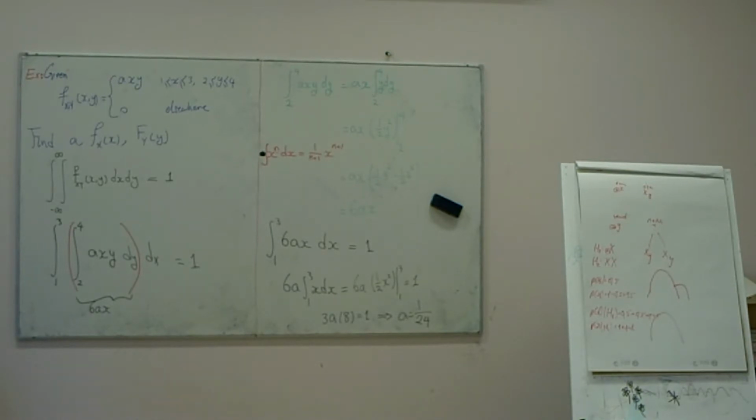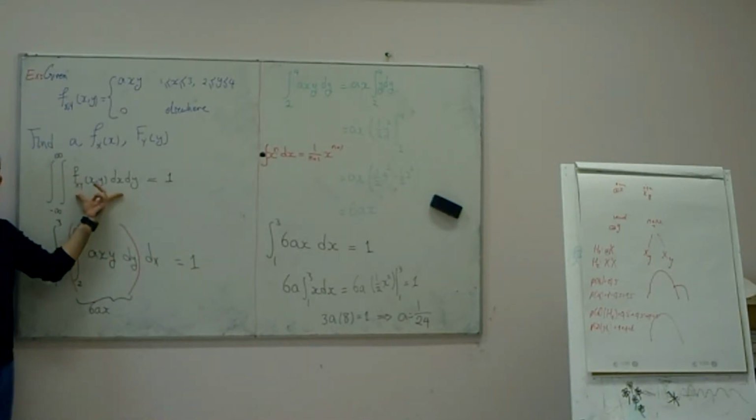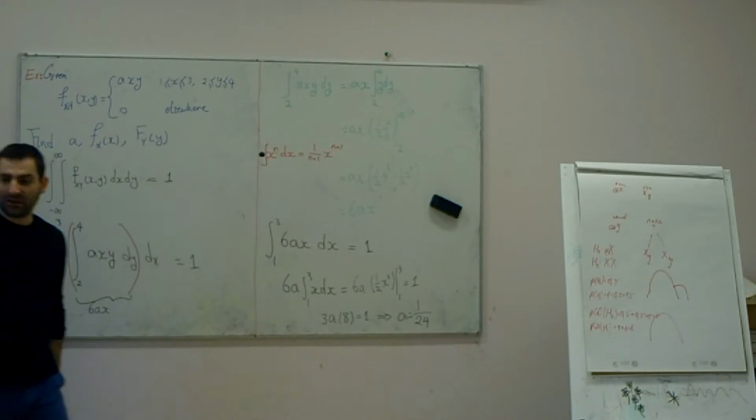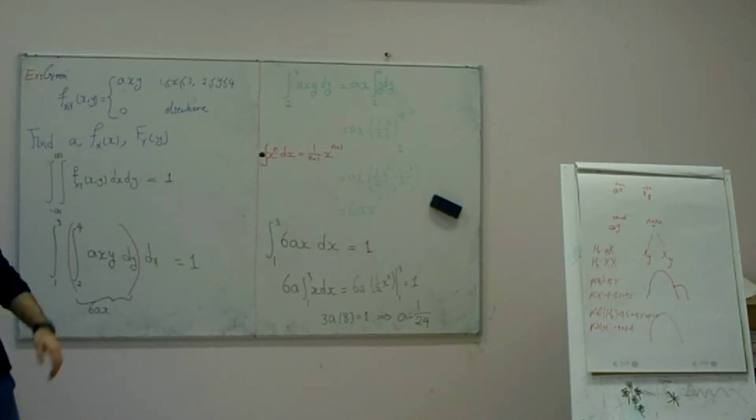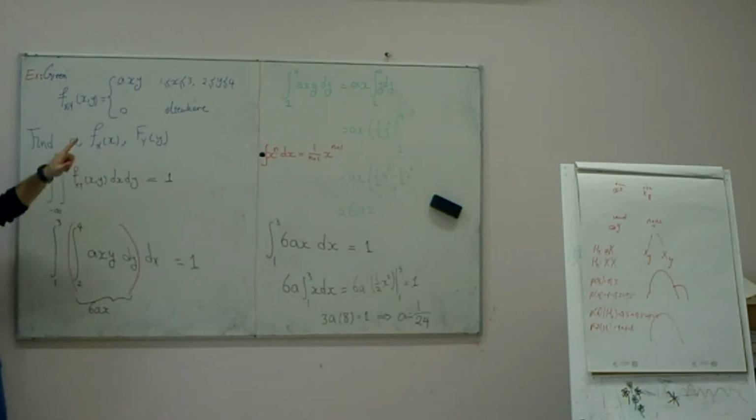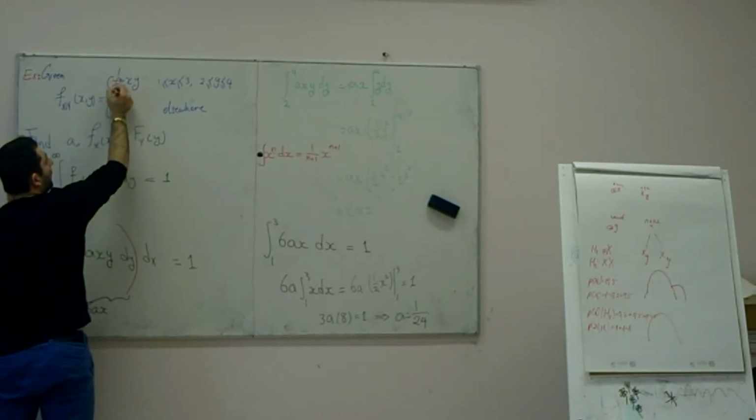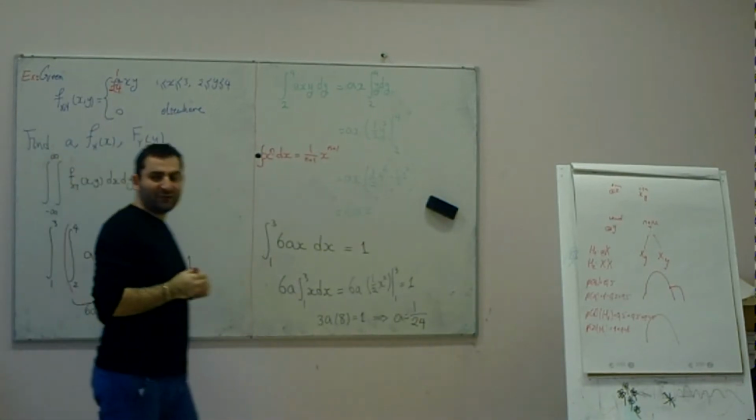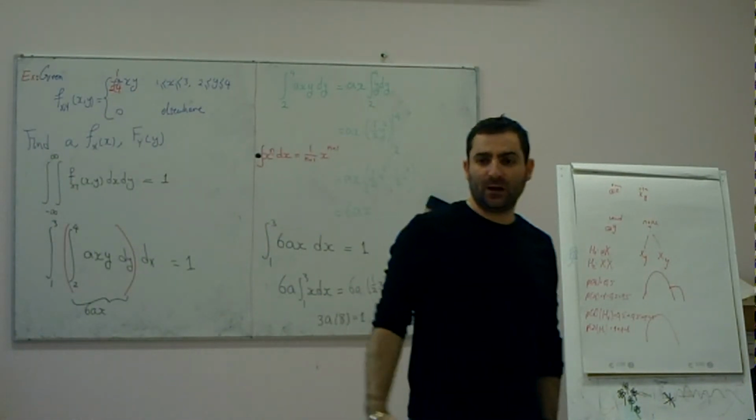Now, I want you to calculate f_X(x). How can I calculate f_X(x)? We just wrote it. The marginal probability of f_X(x) is the integral of this one with respect to dy from minus infinity to plus infinity. I solved the first one for you, so you know that here a is 1 over 24. So you have your f(x,y) defined.